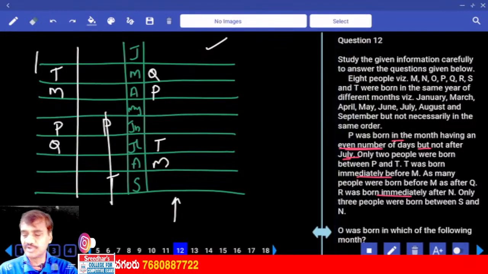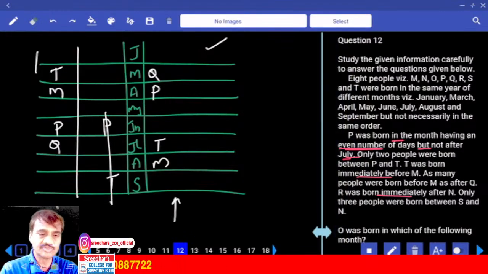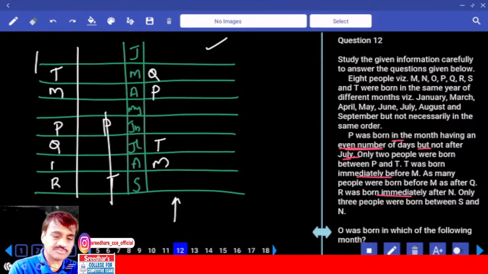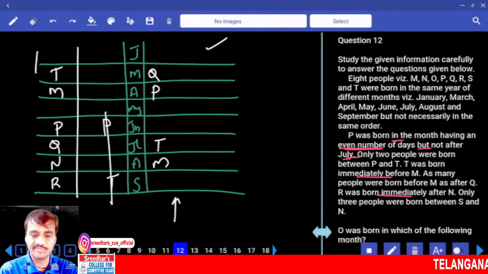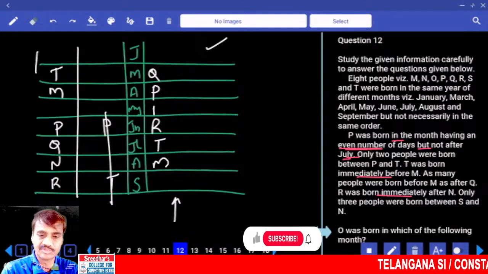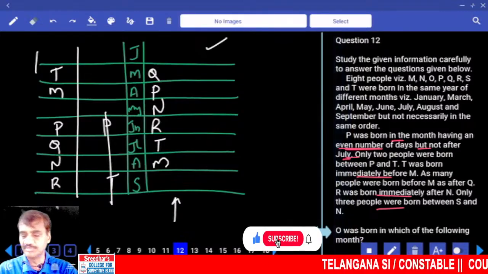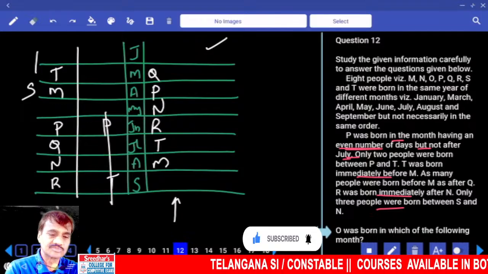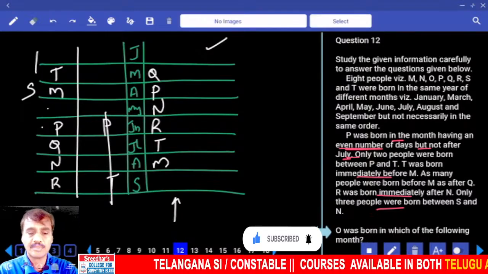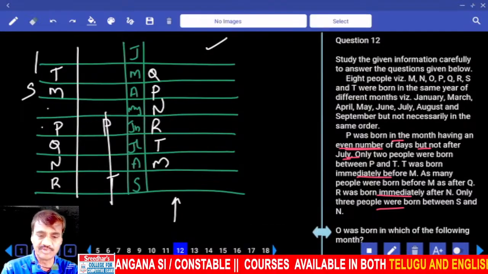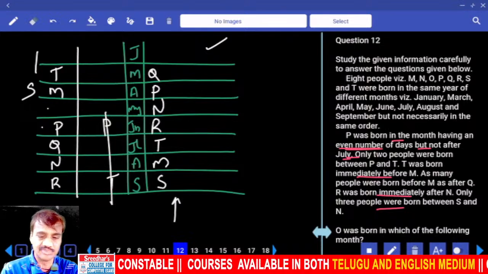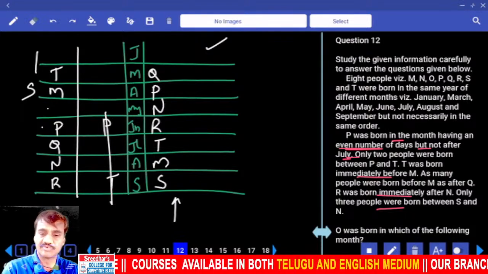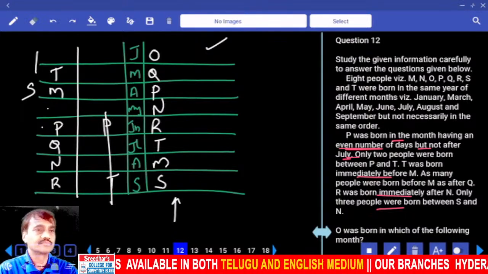Then R was born immediately after N. R and N must be like this. Then only 3 in between S and N. Now in between N and S there must be 3. S and M must be in the same place. Is it possible? No. Then 3 persons between N and S must be here. S is here. Who is the person left over? O is the person left over.